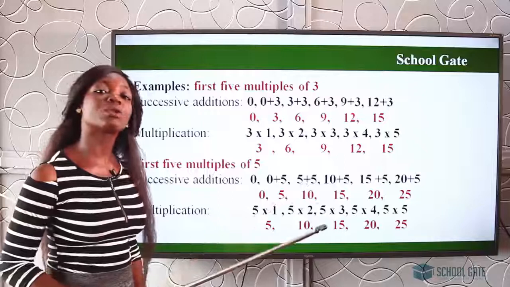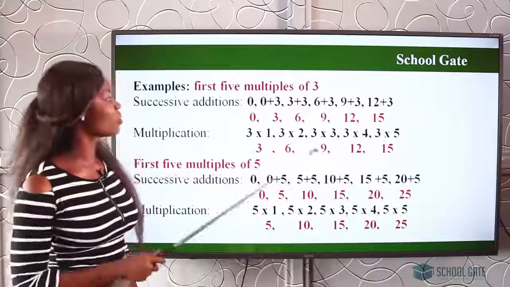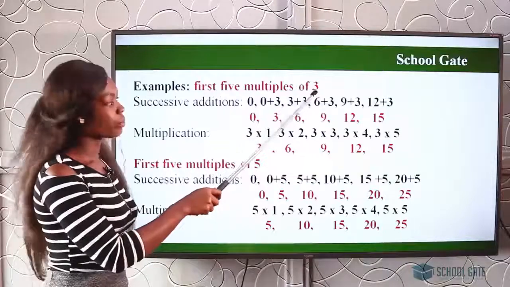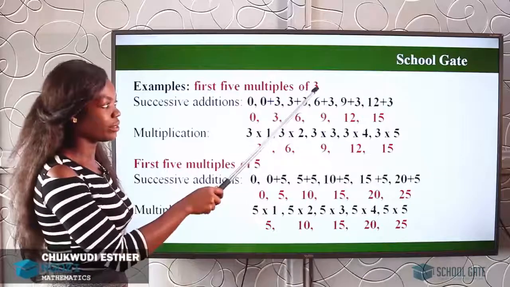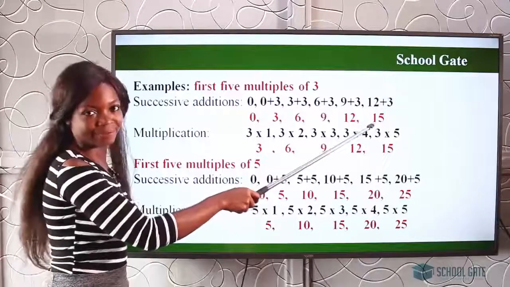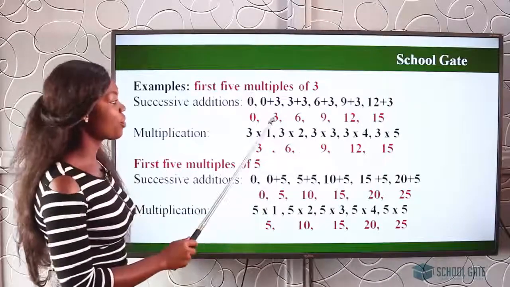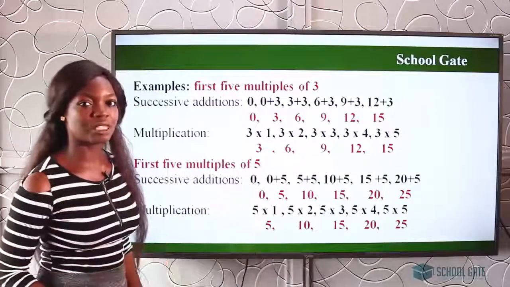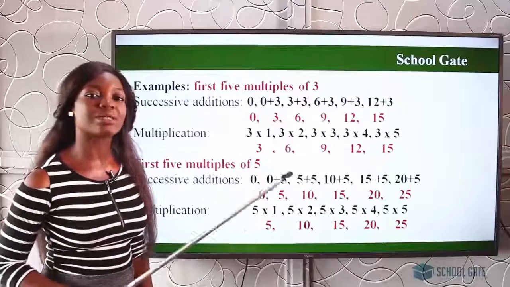We're told that multiples can be gotten by successive additions. And 0 is a multiple of every number, so we start from 0. We start from 0 and then you say 0 plus 3, you have 3. 3 plus 3, you have 6. 6 plus 3, you have 9. 9 plus 3, you have 12. 12 plus 3, you have 15. So the first 5 multiples of 3 are 3, 6, 9, 12, 15. We don't really count the 0 there. Are we getting it? Because 0 is invisible. We can't really see it. These are the first 5 multiples of 3 using successive additions.